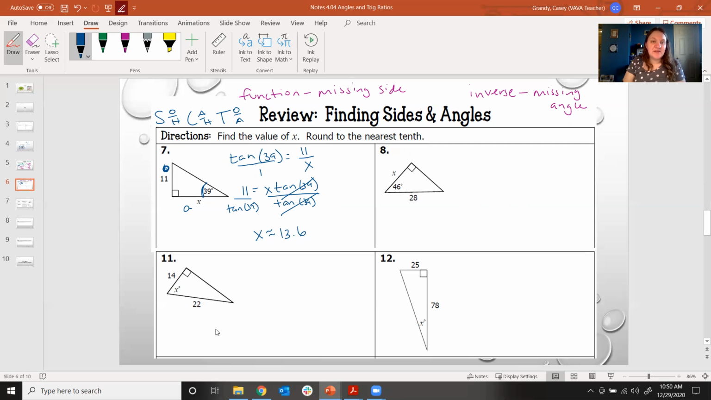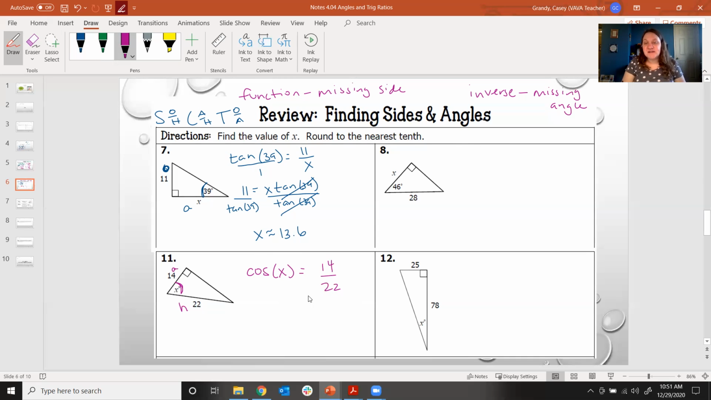I'm going to skip down here to number 11. Number 11, x is an angle. So because my missing piece of information is an angle, I know I'm going to have to use an inverse. The angle is x, the hypotenuse is 22, and 14 is an adjacent. So the A and the H go with cosine. So the cosine of x equals the adjacent over the hypotenuse.